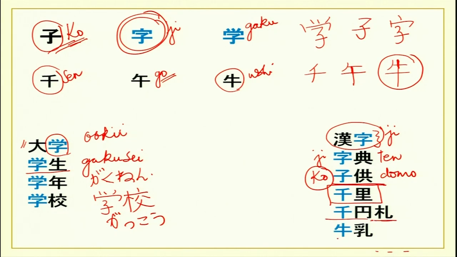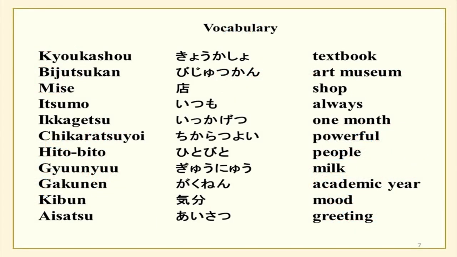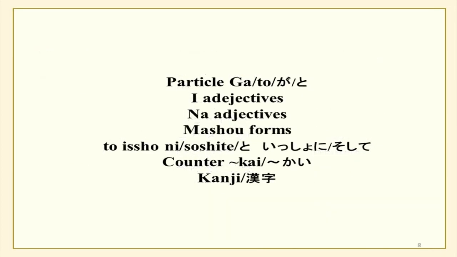Then you have gyunyu. Gyu is cow. Ushi is also cow. And gyunyu is cow's milk. Gyu and nyu. So the Japanese word for milk is gyunyu. So you can go over the kanjis. You can see all that we have learnt over here.